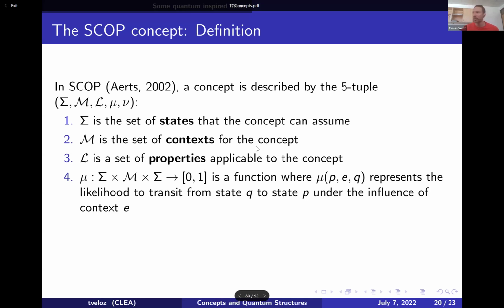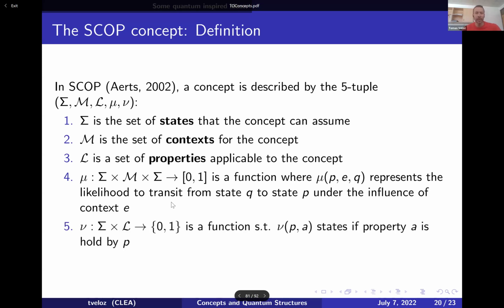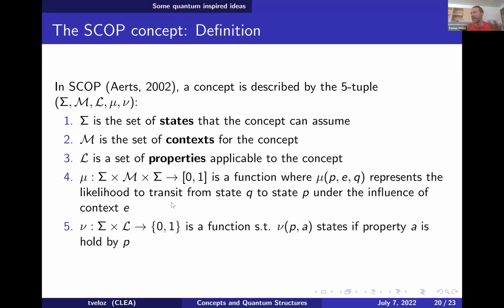So in which context something appears. L is the set of properties that are applicable to the concepts. And these are just functions that allow you to think about. So basically, these are the thinking functions. Mu, and I think we missed nu as well. Mu and nu are just how we attribute properties and how we attribute likelihood to different states.